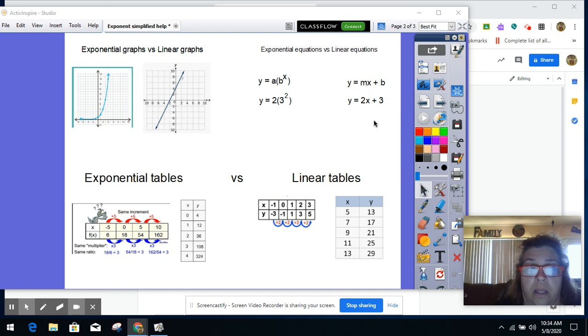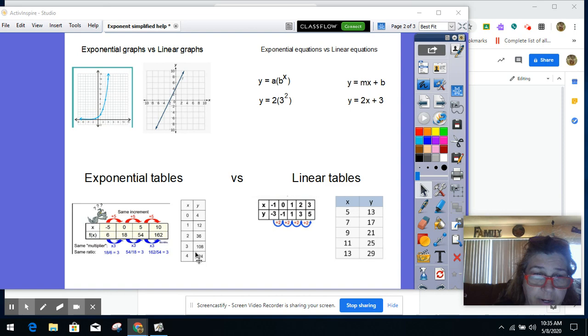And then if we look at exponential tables versus linear tables, now tables can be in both forms, going sideways or up and down. But as you can see, they even have the example here for an exponential one. They are multiplying by 3 in your y column right here. So this one, the top, they're just adding, but it's really the y that tells us what's happening. So 6 times 3 is 18, 18 times 3, 54, 54 times 3, 162.